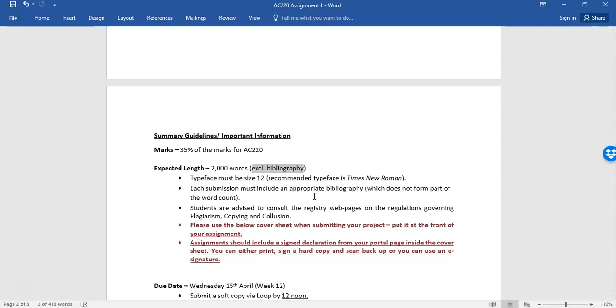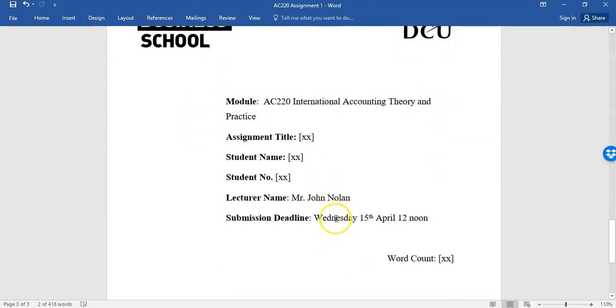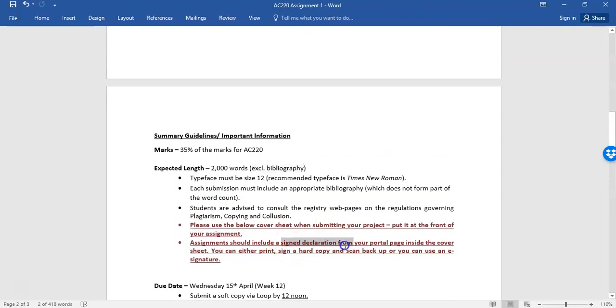And as well as that, when you are submitting, and this is quite important, you submit one single document to Loop. All right, so typically it's a PDF. In that document, the first page should be the cover page, like this. The second page in the document should be a signed declaration form. So be careful there. You get your declaration form.